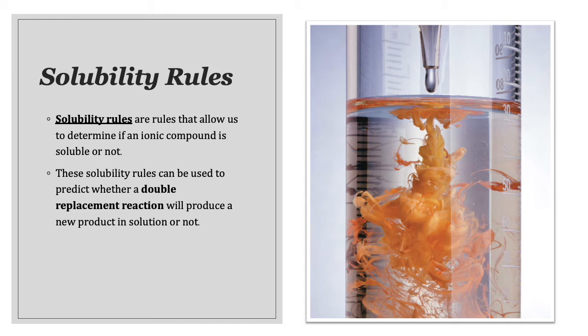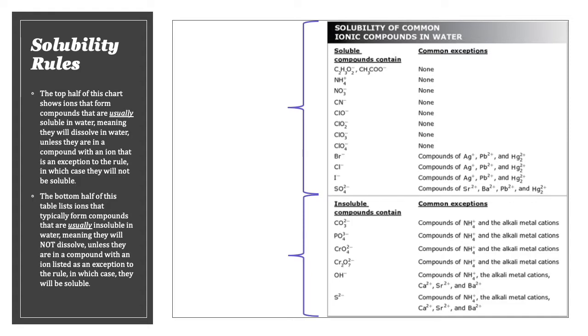And you'll see in the next building block, we're going to use the rules that we learn in this building block to be able to predict whether a new product will be formed in a double replacement reaction. And so here are the solubility rules. This chart is listed in the middle on the back of your periodic table from class. If you don't have that out, I would go ahead and pause the video and grab it. If you don't have a physical copy of it, you can find another copy in It's Learning.